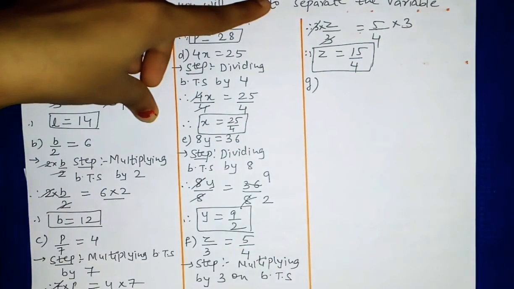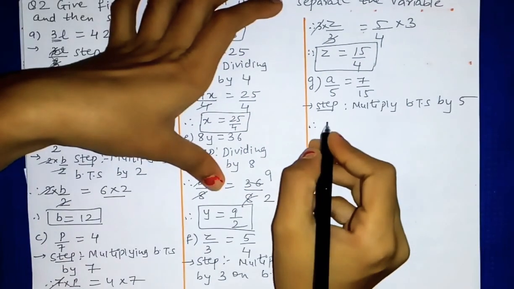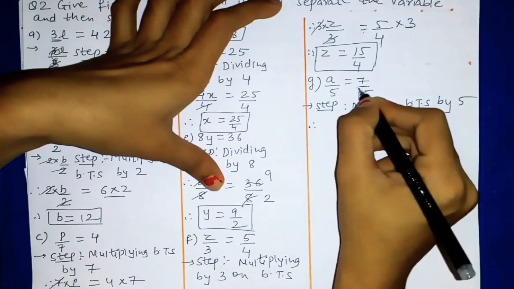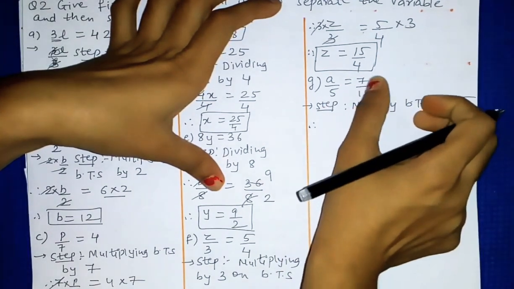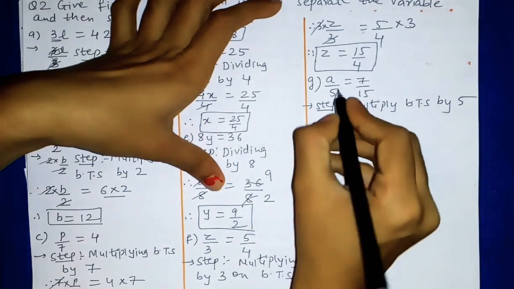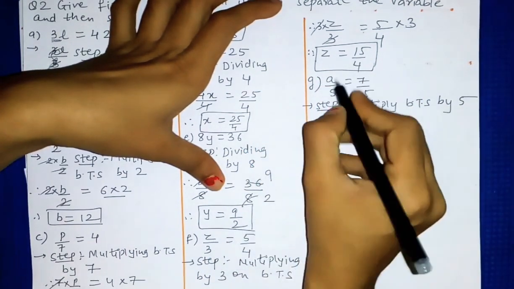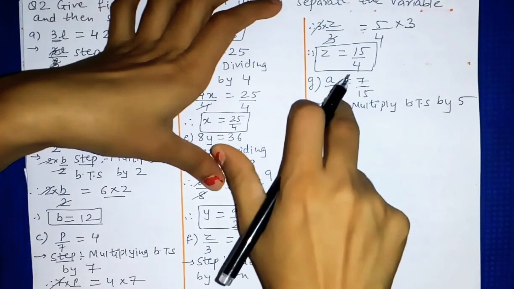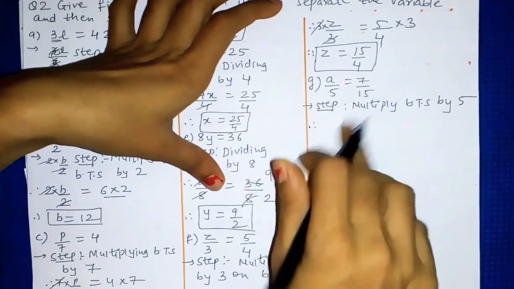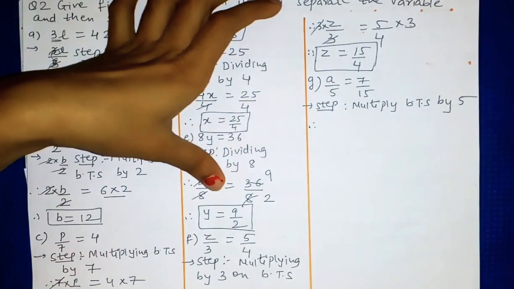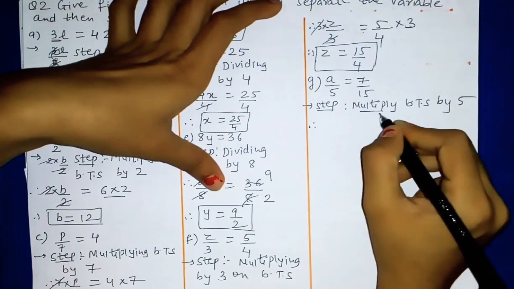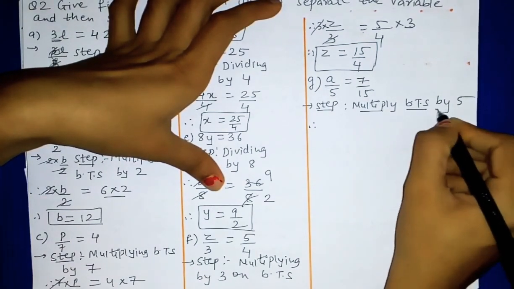Now next question is again the same type of equation. a upon 5 equal to 7 upon 15. Here also fraction, here also fraction. We just have to see this LHS part because we want the value of the variable. So this upon 5 means it is in division. So 5 remove karna hai. So we will do multiplication. So we have to multiply both the sides by 5.